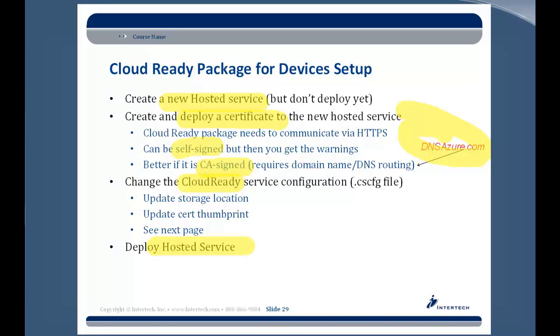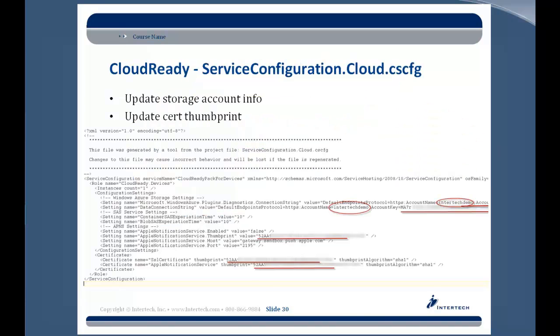What are we talking about with configuration changes? Well, you have to tell the CloudReady package what your actual storage account is. So you have to go into the service config file, the CSCFG file, and change the account name to your account name. You also have to provide it with the credentials, your actual keys and certificates that allow the storage service to access your actual storage accounts.